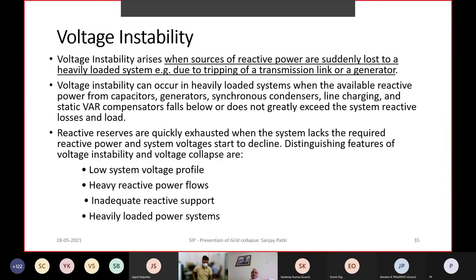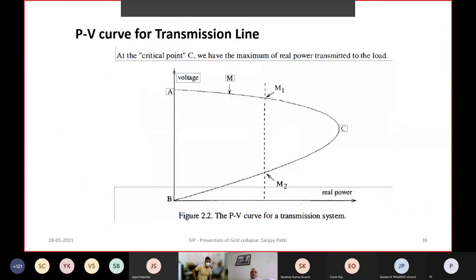Next, we talk about instability. Yesterday, briefly, we mentioned instability. There are three types of instabilities. There is a small signal disturbance, there is a voltage instability, and there is an angular instability or frequency instability. What is voltage instability?